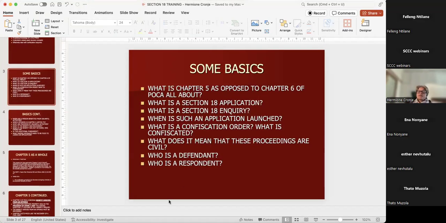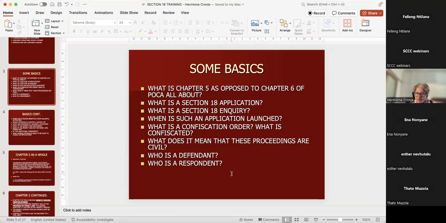So what we aim to do is answer some of the following questions, and I've already started by talking about essentially what is a Chapter 5 proceeding as opposed to Chapter 6. In other words, Chapter 5 being conviction-based and Chapter 6 being non-conviction-based. In South Africa, we also talk about Chapter 5 being criminal forfeiture and Chapter 6 being civil forfeiture.